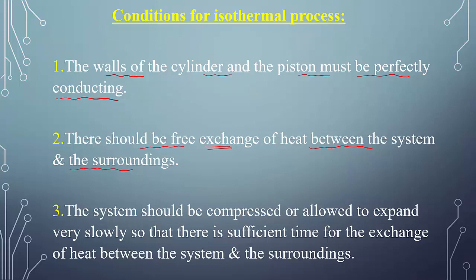Then third condition, the system should be compressed, or allowed to expand, very slowly, so that there is sufficient time for the exchange of heat between system and surrounding. So, isothermal process should take place very slowly. If the process takes place slowly, so that there is sufficient time for the exchange of heat between system and surrounding, temperature remains constant. Remember, these are the three conditions for isothermal process.